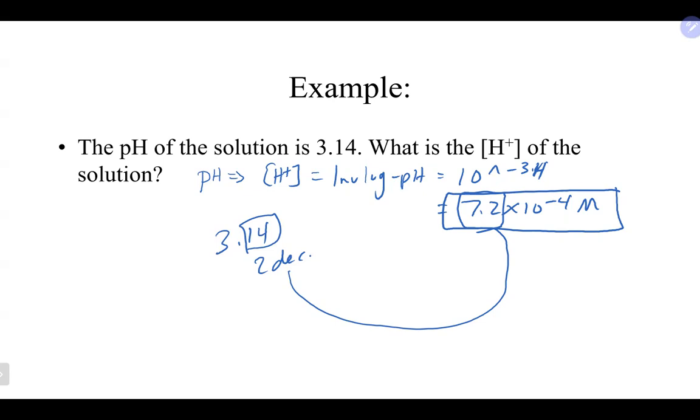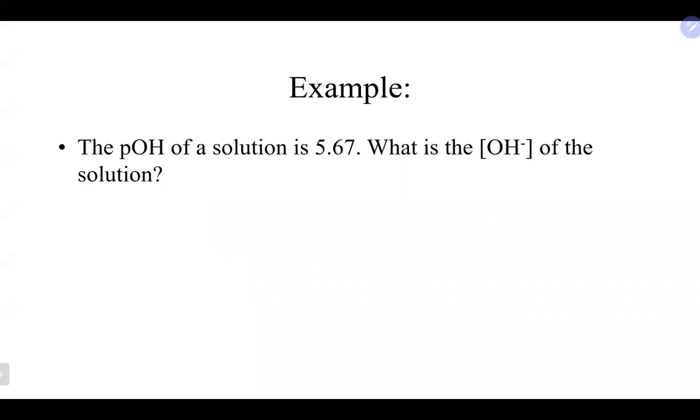All right. Obviously, if you were not in scientific notation, you probably had something like 0.00074 on your calculator, which obviously is the same number. Yeah. You don't have to write it in scientific notation if you don't want to. Just make sure you have the right number of sig figs. Yeah. All right, one more here to finish this one out. The POH is 5.67. What is the OH?